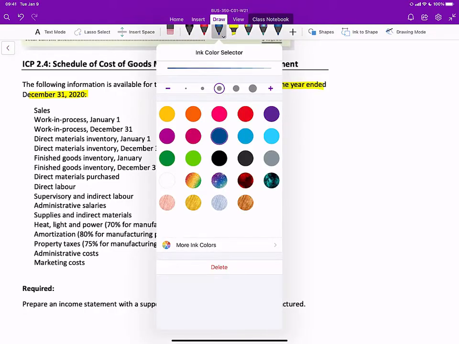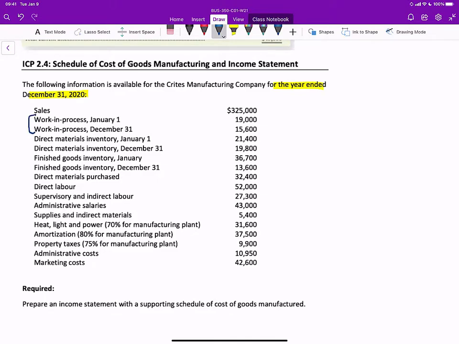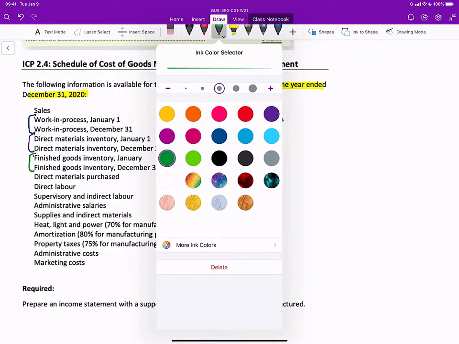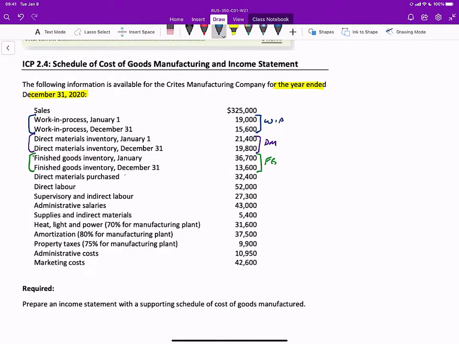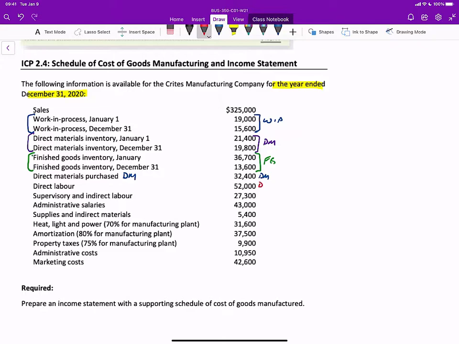So I'm going to use a blue pen here, and I'm going to say, well, these are all the work in process, beginning and ending inventories. And then we have the direct materials. These are also inventory amounts. And then we've got the beginning and ending inventory for finished goods. And then what we have are direct materials purchases, right? We know what those are. So this is DM. Then we have a direct labor, DL.